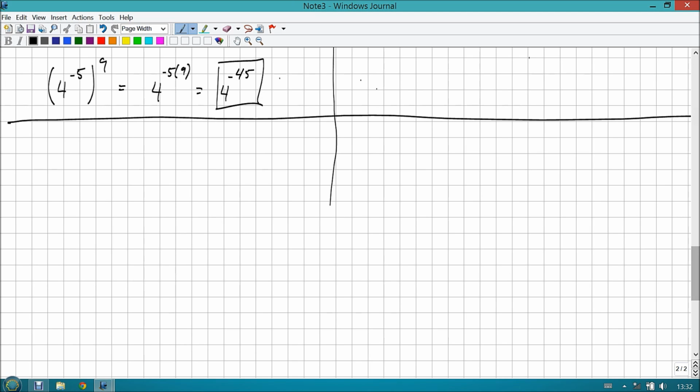Okay, so quick review. What have we done? Well, if the bases match and you multiply, you turn it into addition. If the base is being raised to a power, you multiply it. If they have different bases, you do nothing.